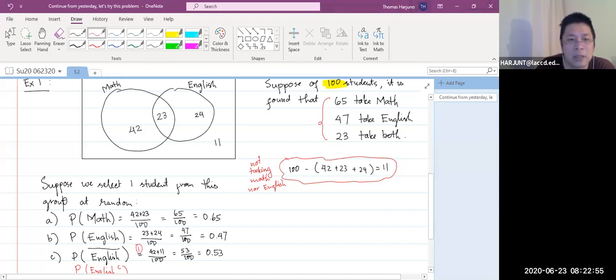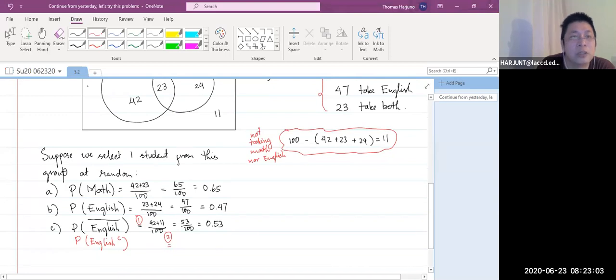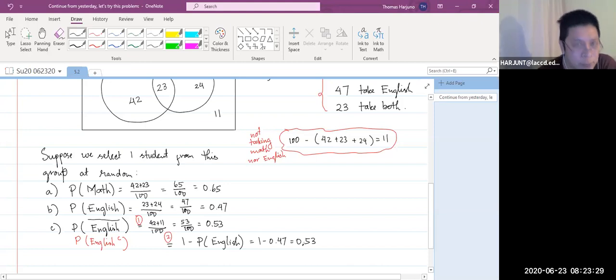Another method, the second method, you can also say, oh, you know what? The probability for the complement of English is 1 minus the probability for English, which we happen to have done in part B. That's 1 minus 0.47, that is 0.53. Okay, now the first method of doing this, we refer to the Venn diagram. The second method, we use formula.